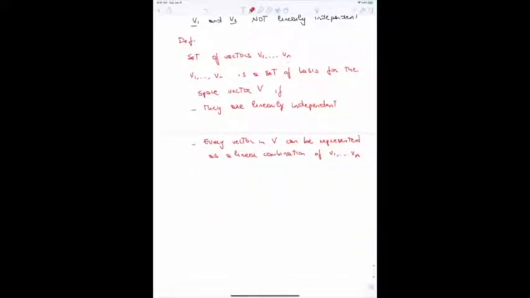So these two conditions are generally summarized as: v1 through vn is a linearly independent spanning set. Which means that they are linearly independent and every vector in V can be expressed as a linear combination of v1 through vn.